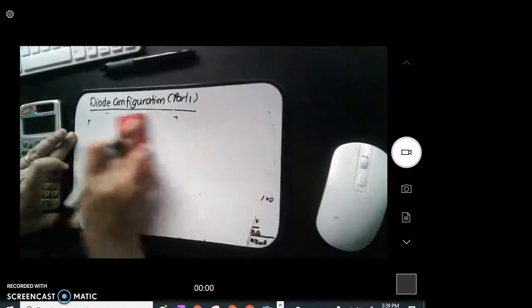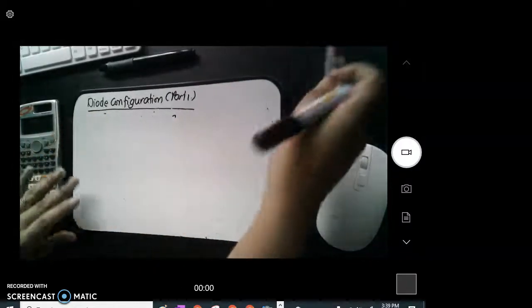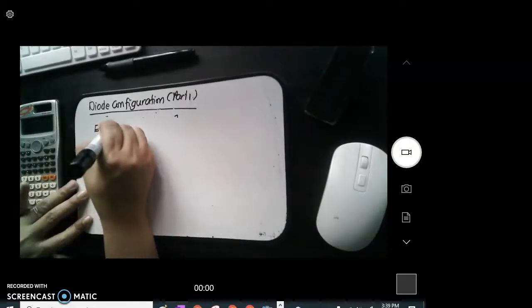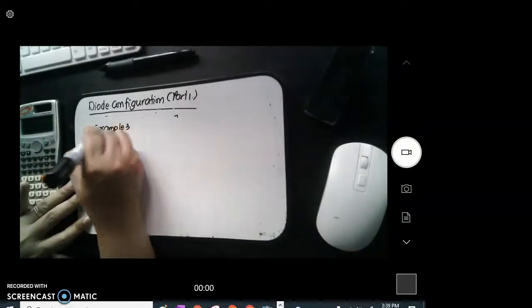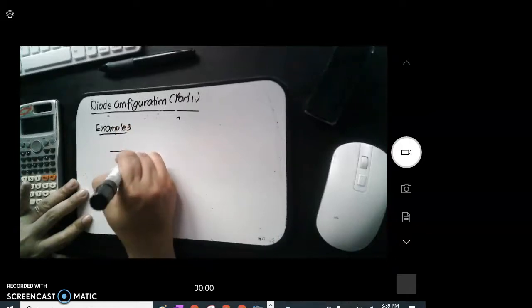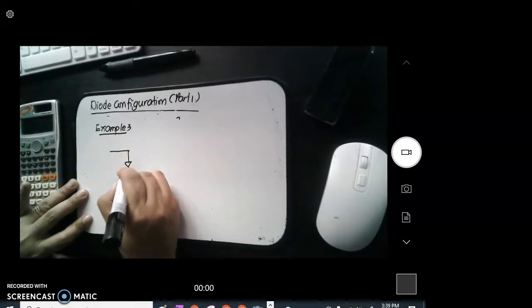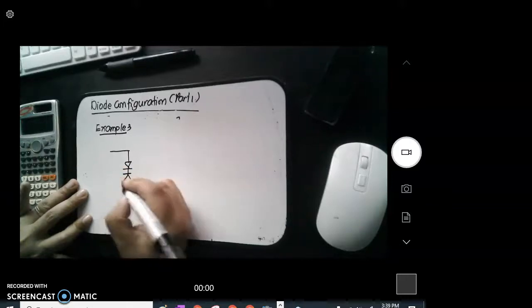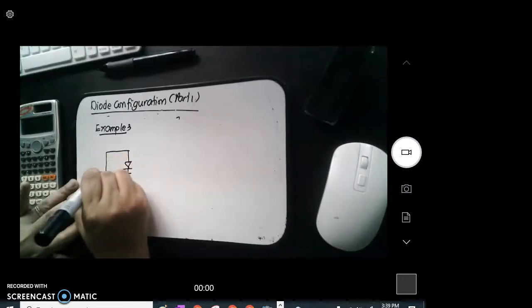So for example number 3, we have here two diodes. Okay? So this is the circuit. We have two diodes that are actually face to face. So we have a supply voltage of 10 volts.